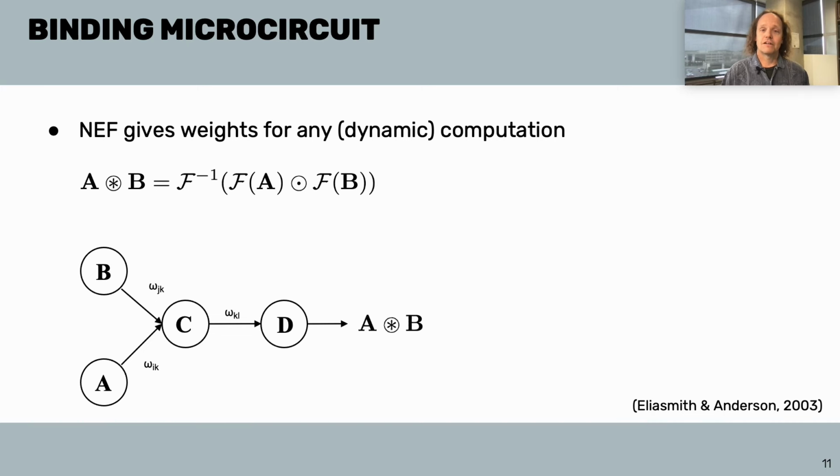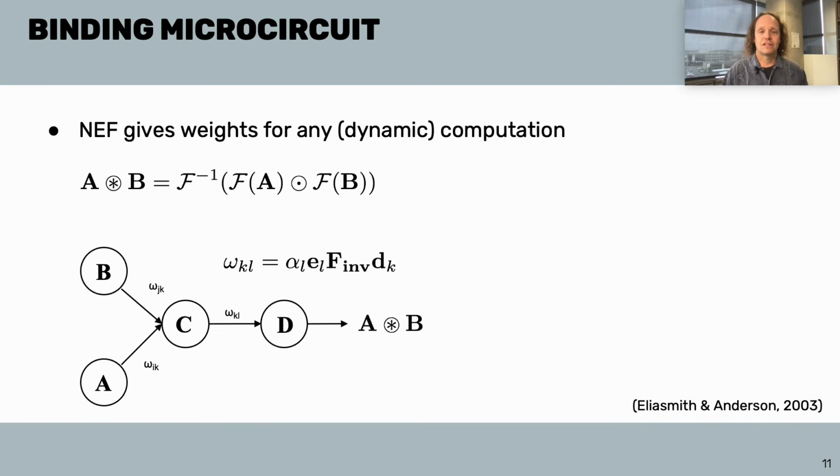In this instance, the convolution between two vectors a and b is equal to the inverse Fourier transform of the Fourier transform of A, element-wise multiplied by the Fourier transform of B. Now, because both the inverse and the Fourier transform are linear operators, they're pretty easy to embed in the weights. The challenge is really how do we multiply the activities once we're in the Fourier space? Because we have the NEF, we can write down an expression, this one I've shown here. And this tells us what the weight should be in order to effectively multiply the activities of A and B representations in the Fourier space to give us the binding that we want at the output.